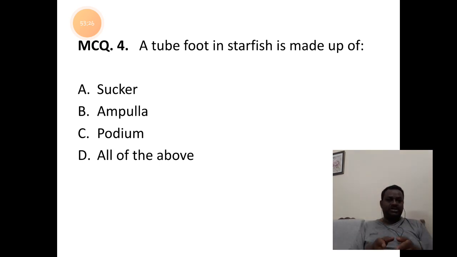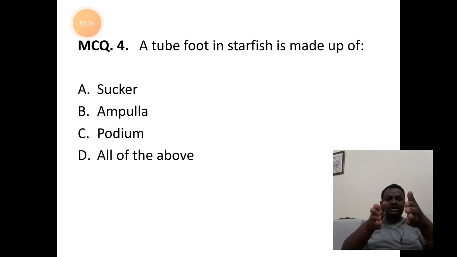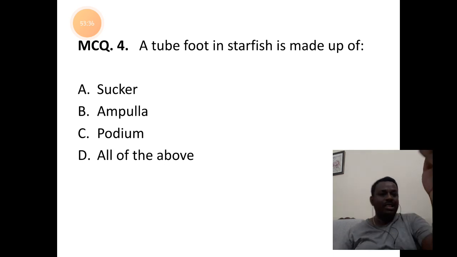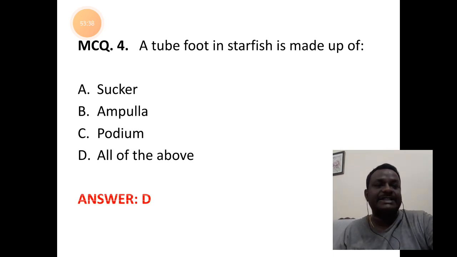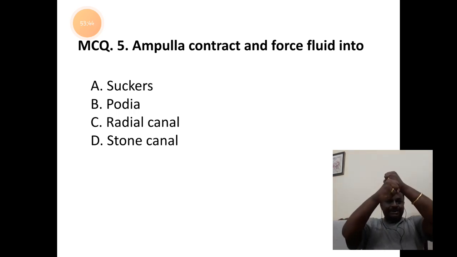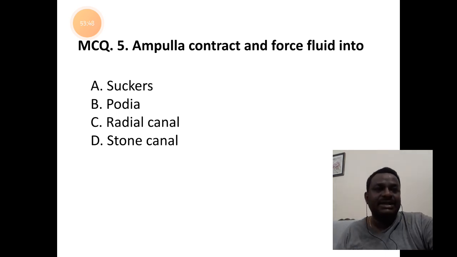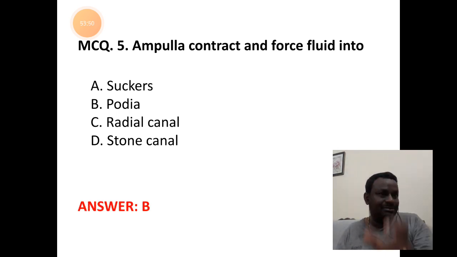A tube foot in starfish is made up of the ampulla, the podium, and the sucker. So all the three parts, answer is D. Question 5: the ampulla contracts and forces the fluid into which of the parts here? It is the podial part, the narrow tube down. So the answer is B.